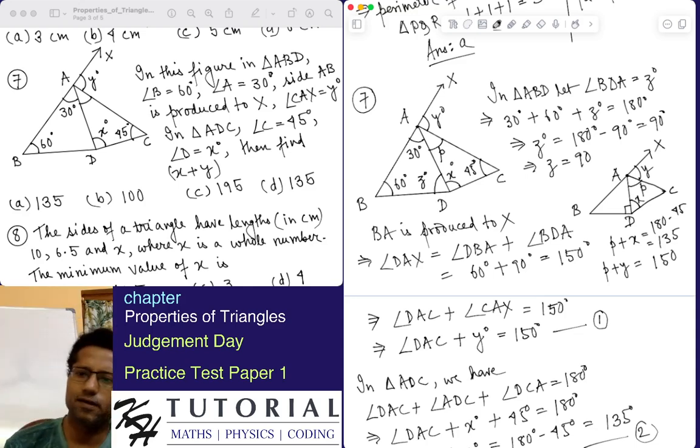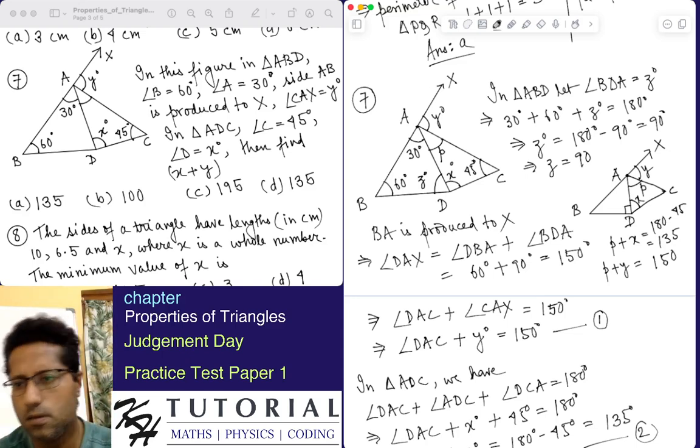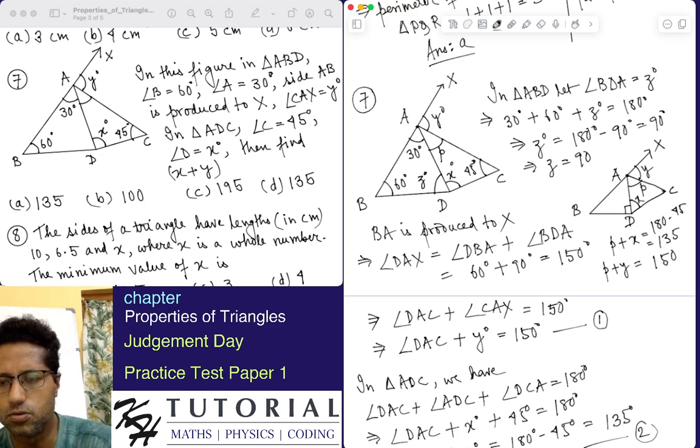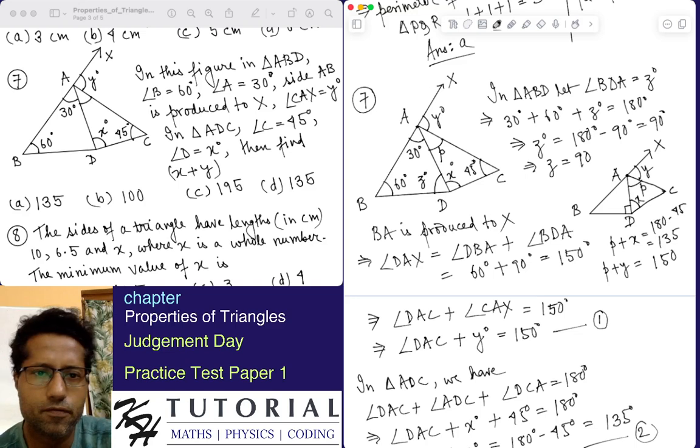So we have only two triangles, ABD and ADC, and the exterior angle Y. Not exterior angle, Y is not the exterior angle. Exterior angle is Y plus P, that is formed when BA is produced to X. Y plus P is 150 degree. What other information can we have? No other information is given.